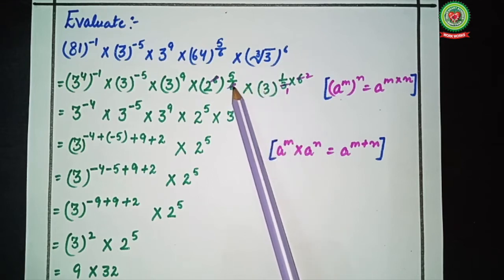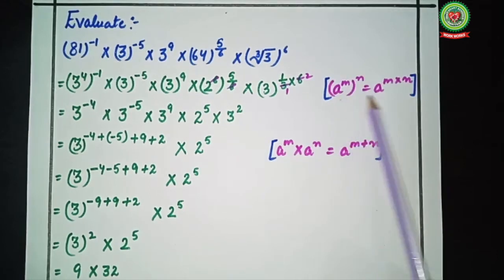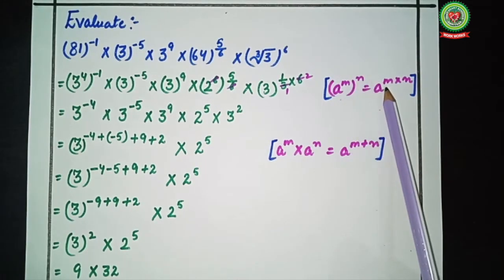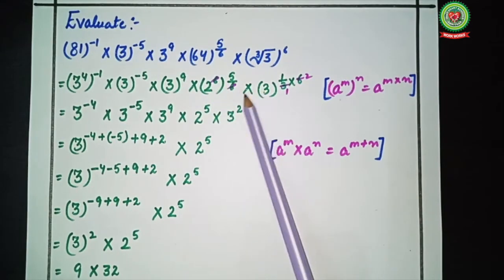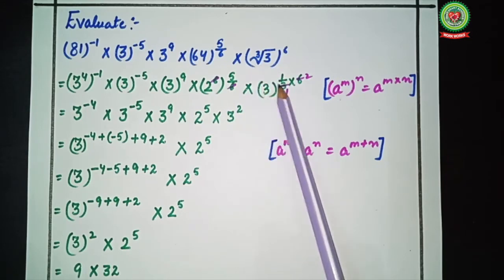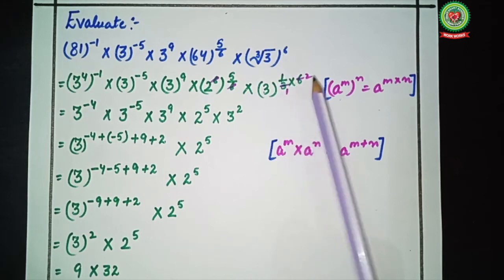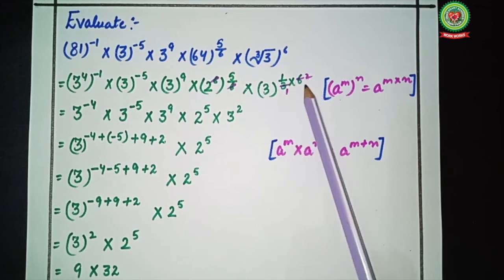Now here you can see that 6 and 6 will be cut because the rule here is a raised to power m bracket n is equal to a raised to power m multiplied by n. So that means you can cut them here only. Multiplied by cube root of 3, you can write like this, 3 raised to power 1 upon 3, multiplied by 6, right? So you can do the cutting here as well. 3 ones are 3, 3 twos are 6.